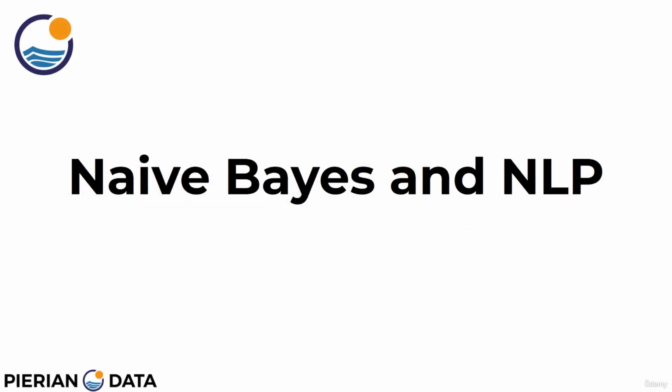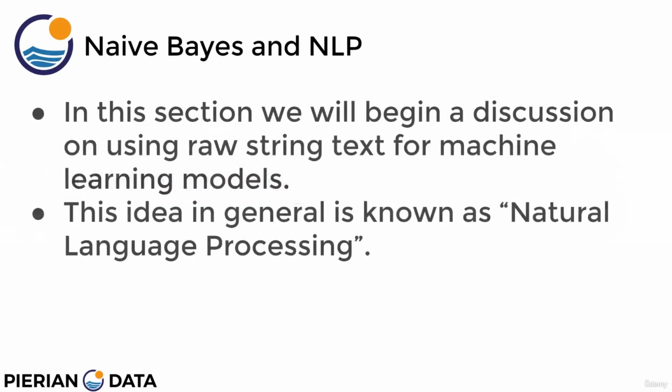Welcome everyone to this section on naive Bayes' algorithm and NLP. In this section of the course, we're going to begin a discussion on using raw string text for machine learning models. And this idea in general of being able to extract useful numeric information from raw string text data is known as natural language processing.